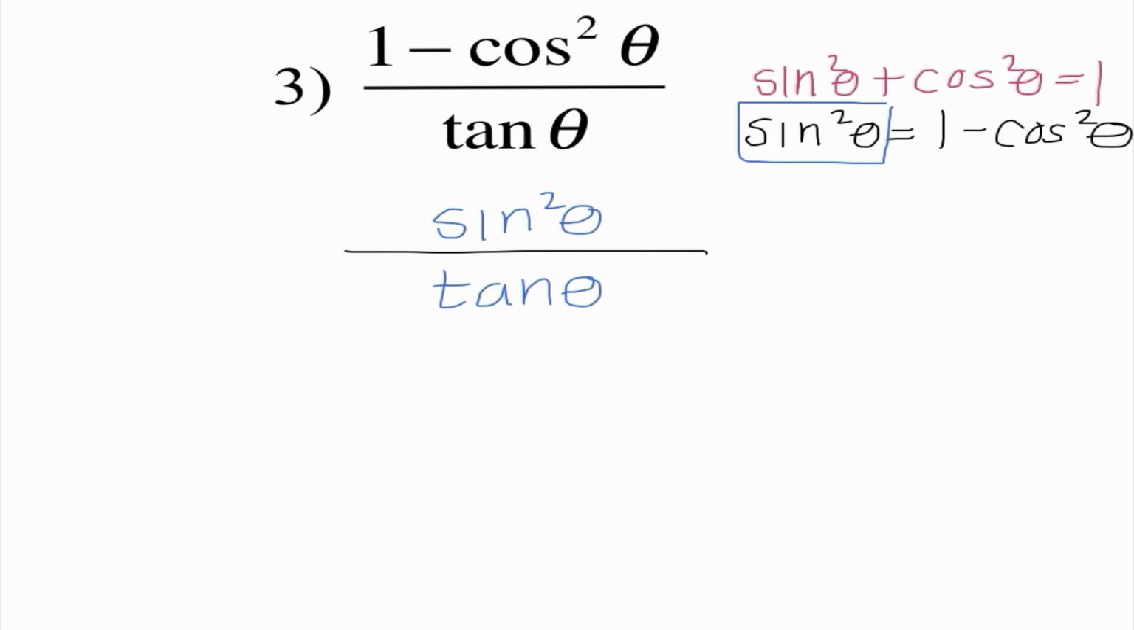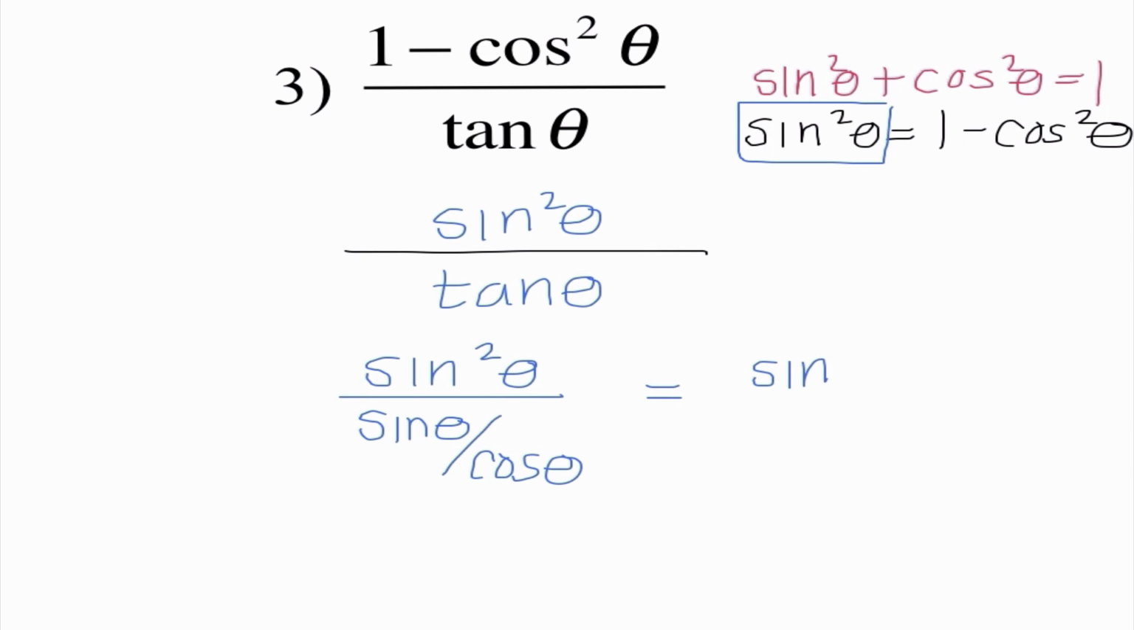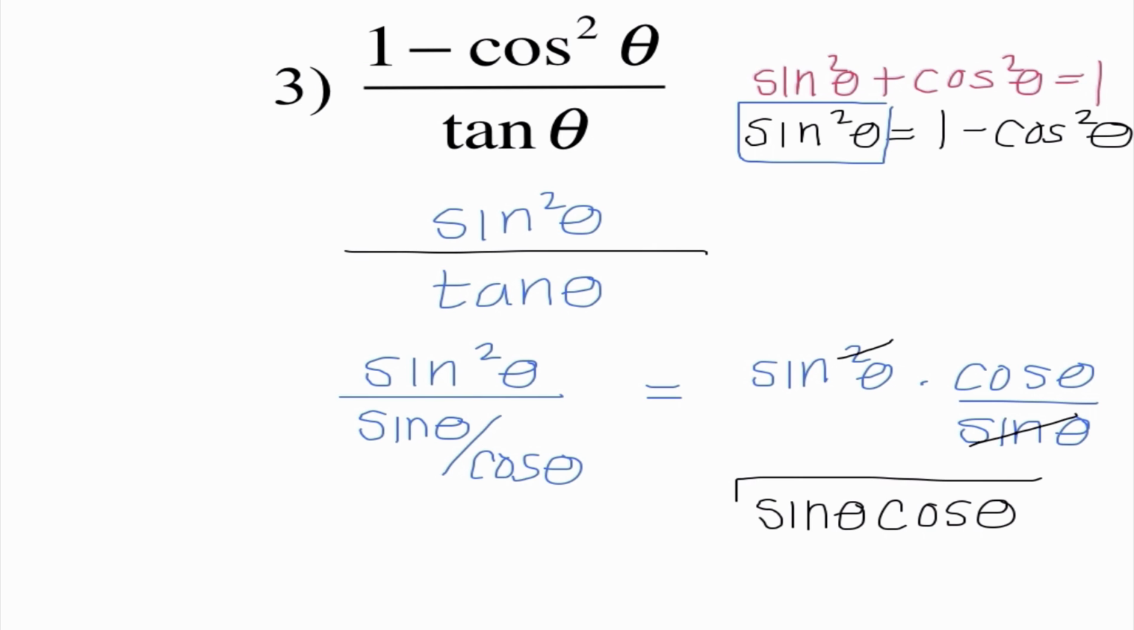Now I know I'm not done yet, and once again, what might pop into my mind when I'm not sure where to go is to turn everything in terms of sine and cosine. So I'm leaving sine squared as sine squared, and I know tangent is sine over cosine. When I am dividing by a fraction, that is like multiplying by the reciprocal. So I get sine squared times cosine over sine, and one of the sines in the numerator and the sine in the denominator cancel out, and I am left with sine theta cosine theta. And this is our final answer.